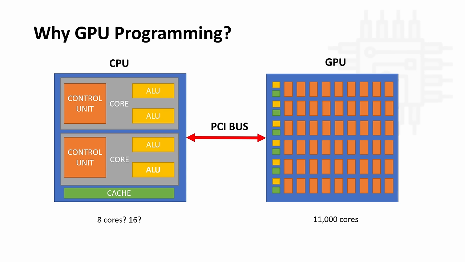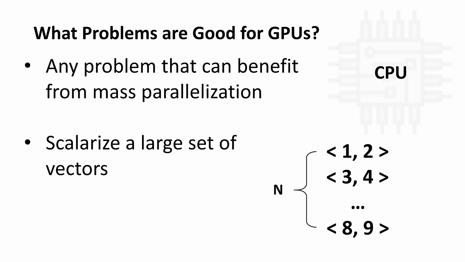And that being said, the modern GPU, I think the 3090, has 11,000 cores, right? So if you are able to do data processing in a parallelized way, you want to be using a GPU and you'll get way faster results out of it. So with that being said, what problems are good for a GPU? Well, like I said before, any problem that can benefit from mass parallelization is good for a GPU.